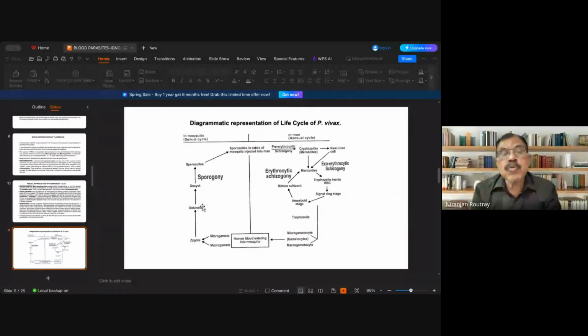Zygote develops into the ookinete. Ookinete develops into oocyst, and through sporogony, in this stage, since it is diploid, it undergoes meiotic division followed by mitotic division, so that the resultant sporozoite is a haploid one.